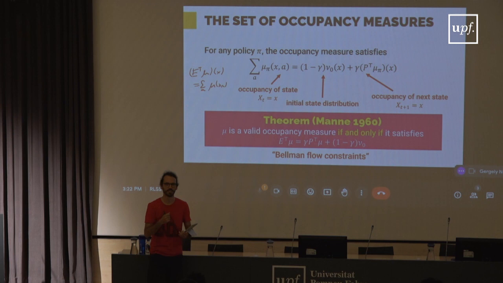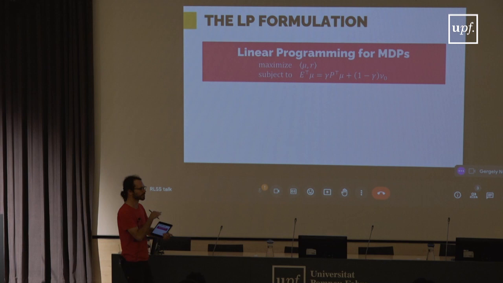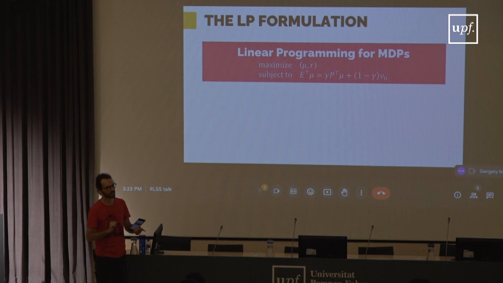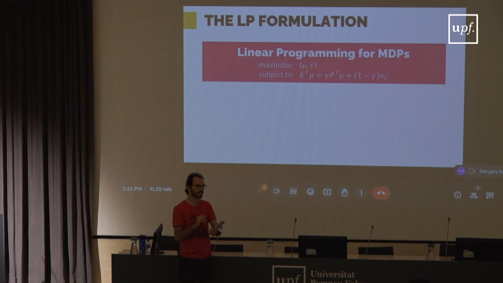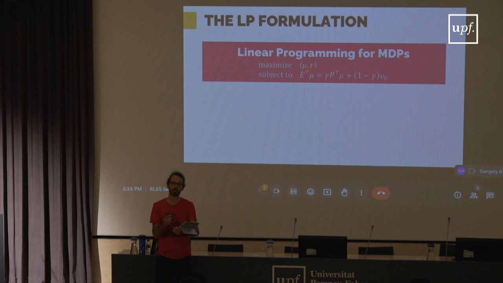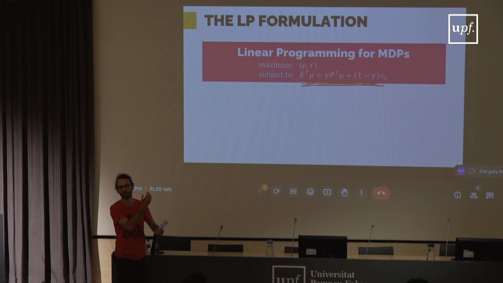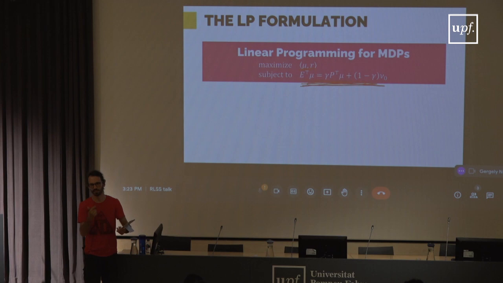All of this establishes that finding an optimal policy in a Markov decision process can be equivalently written as solving this linear optimization problem. What am I looking for? I'm looking for a mu that maximizes this dot product, a mu under which I have maximal expected reward. I want my mus to be occupancy measures, but I know that all occupancy measures satisfy this system of equations, these constraints. So I only need to maximize mu times r subject to this system of linear constraints.